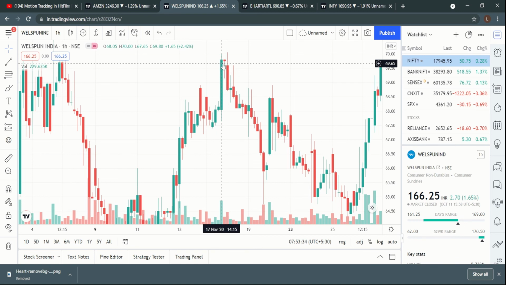Just after the appearance of the hanging man, the next candlestick suggests that the bears have taken control, and we can go for a short position here. After that, we see that there is a sharp decline in the prices.